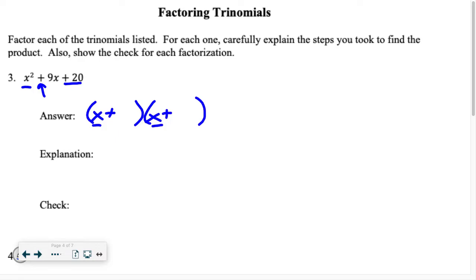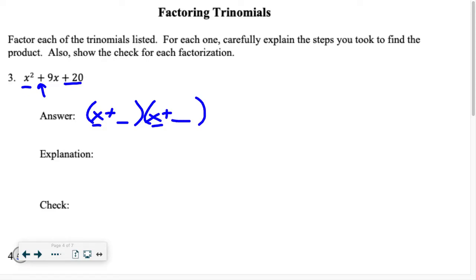Because if it was a positive and a negative, then my final term here would be a negative. If it was a positive at the end, and a negative in the middle, it was a negative 9x, then I know that I have to have two negatives in here. You'll see some more examples of this when we get to it. But for now, I want to focus on this. I need two numbers here.